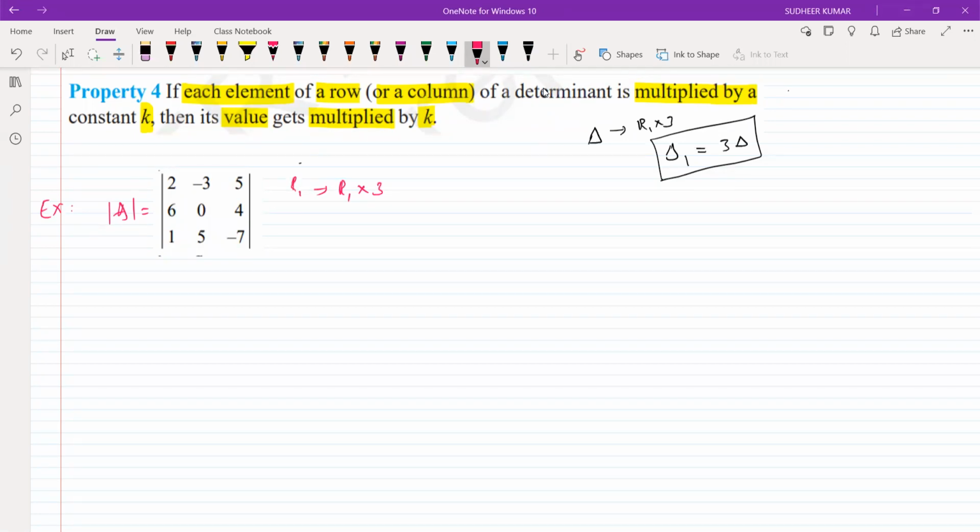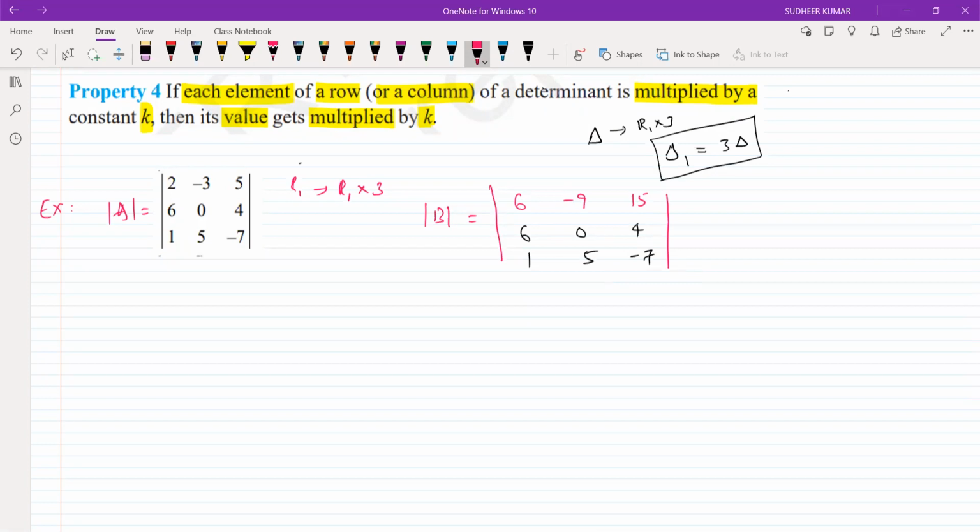R1 is multiplied by 3. Then the obtained determinant is considered as B. So what will we get? R1 multiplied by 3, so this is 3 times 2 is 6, 3 times minus 9 is minus 9... the new first row is 6, 6, 15. The remaining two rows remain the same. So the next one is 6 0 4, and the other one is 1 5 minus 7.